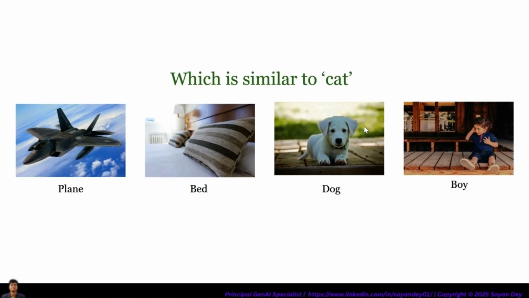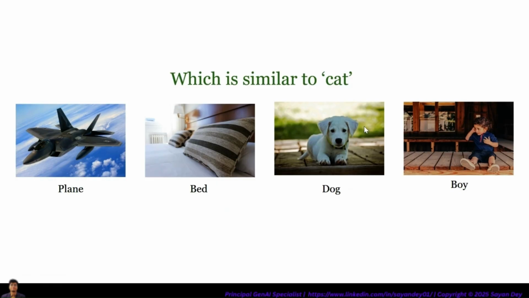And the moment you're able to do that, all of a sudden a whole host of interesting applications becomes possible. You can find similarities between words, which we otherwise could not have done if we were just using the count vectorizer or the document term matrix based approach, just looking at word counts. Now I have these four words with me: plane, bed, dog, and boy. And what I can do is find out which of these words are very similar to cat.